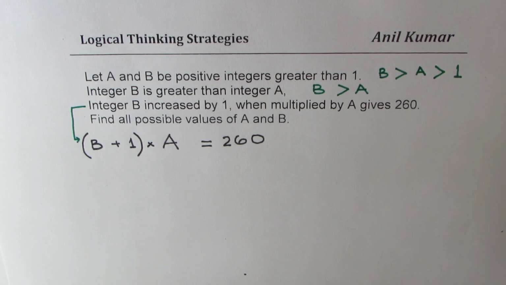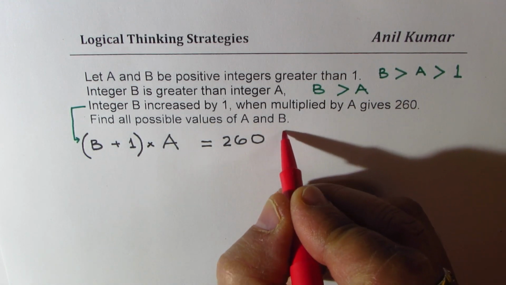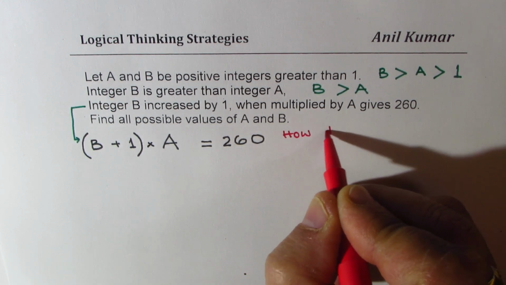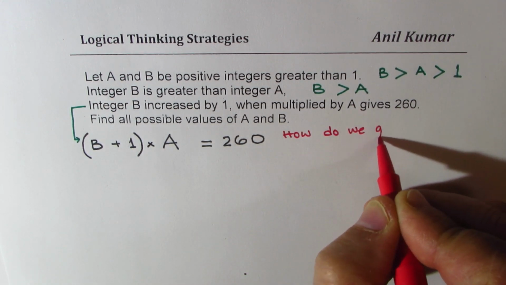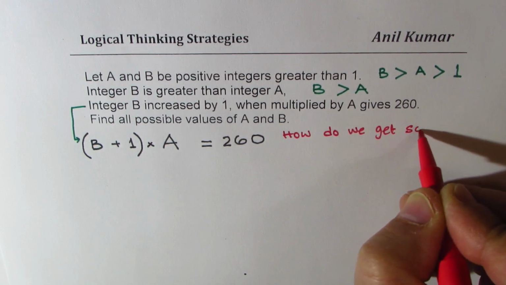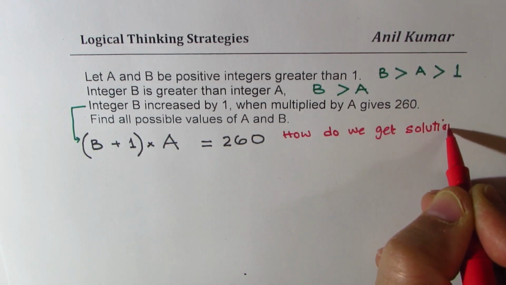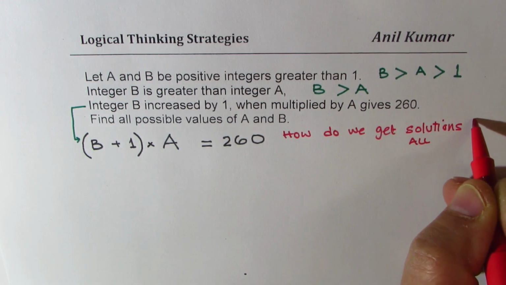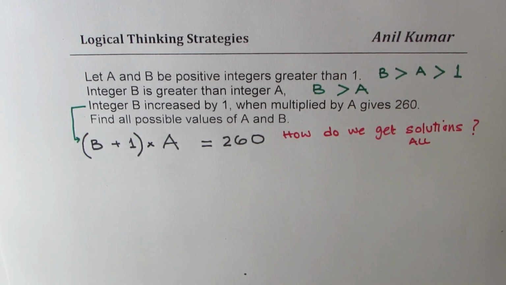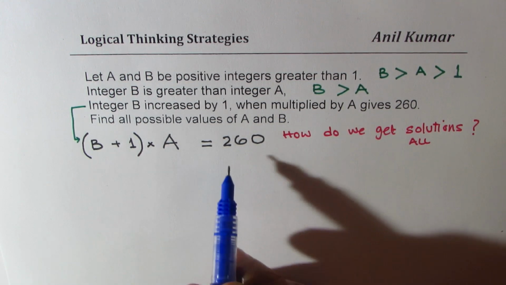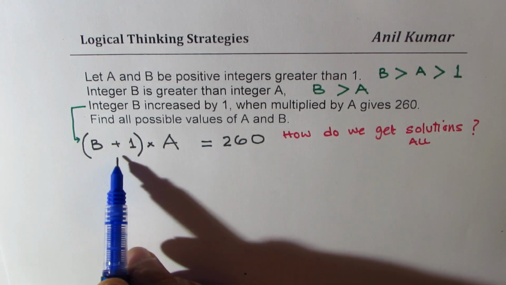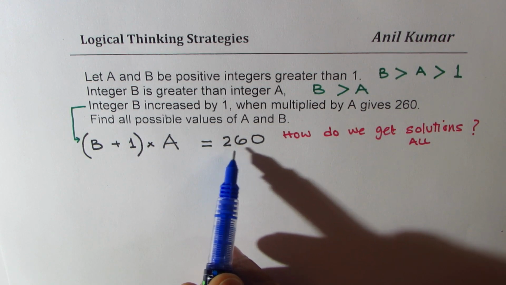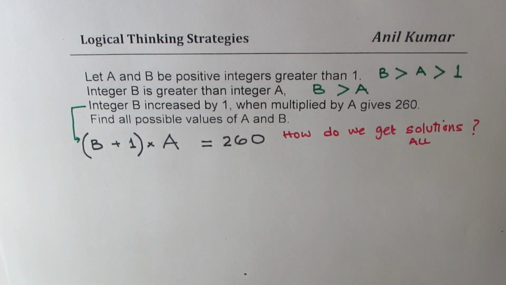Now the second question is, how do I get all solutions? Let's say all solutions. This is the critical thing. The best way to go about it is prime factorization, right? So what we will do here is we'll find what numbers when multiplied give you 260. You are getting the idea.